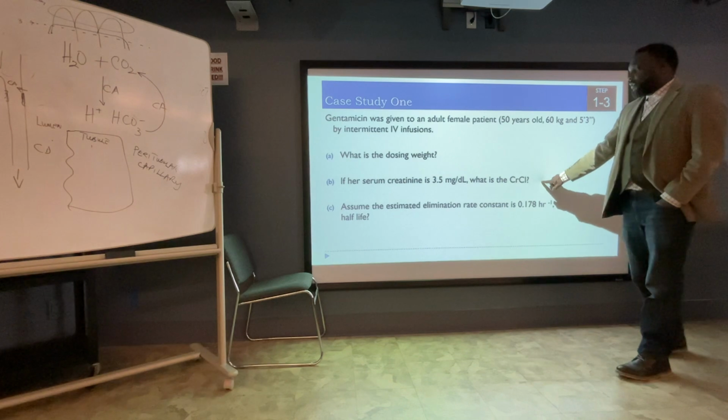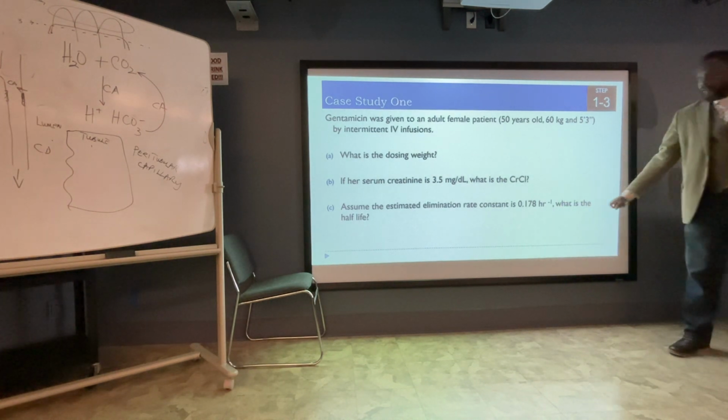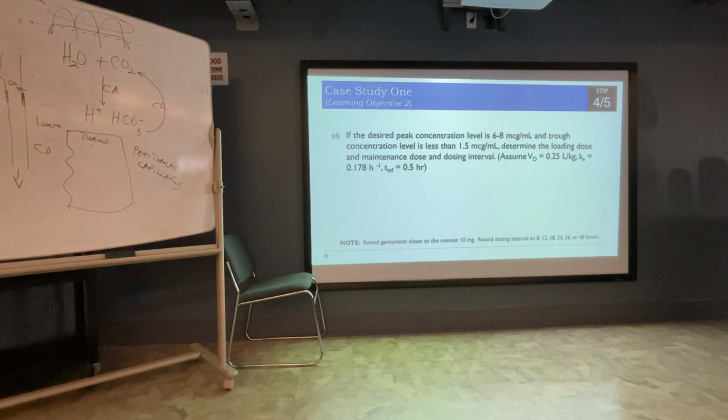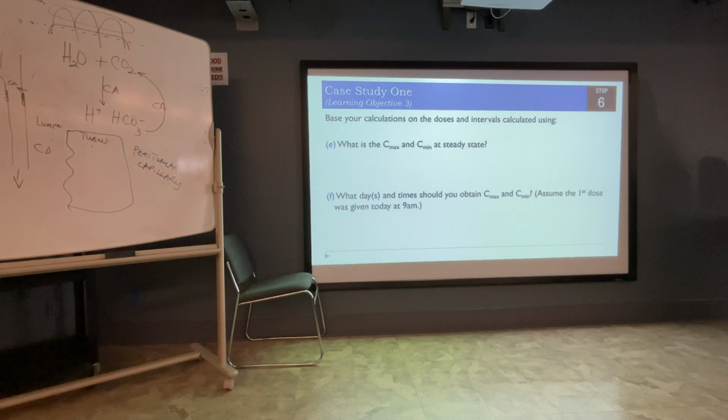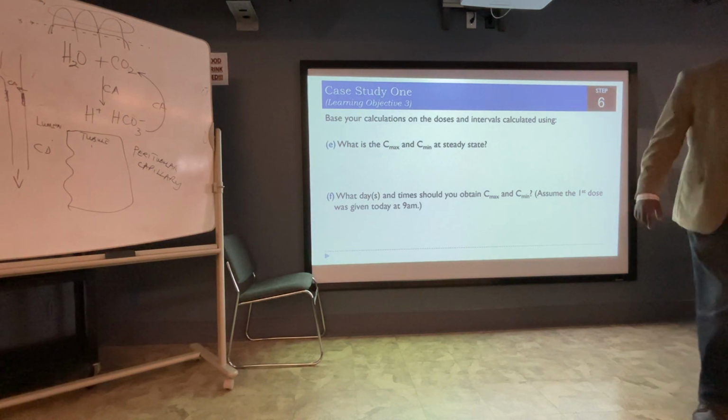You can calculate the creatinine clearance. And then with the KEL, you can calculate what the half-life will be. Then, of course, you can calculate the loading dose and maintenance dose based on the target levels that you have, and you can estimate what the Cmax is. But this is the part I want to show you. F. Do y'all have this already? Can I erase it?